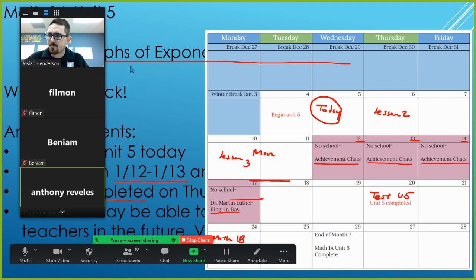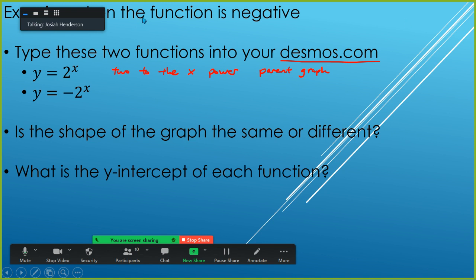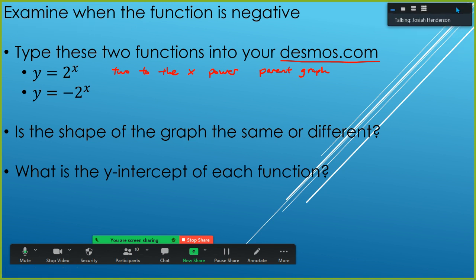Okay. Thanks, Anthony. If there's no other questions, let's jump back into exponential functions. Okay, so please do this, everybody. Open up Desmos. I want you to do this on your own as well as me doing it, so that way you're getting practice using Desmos and typing in the functions.